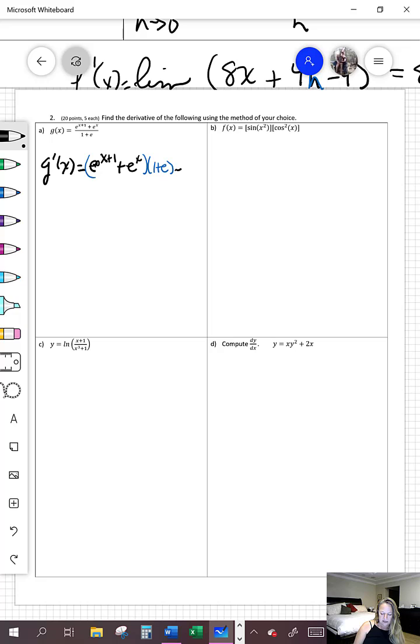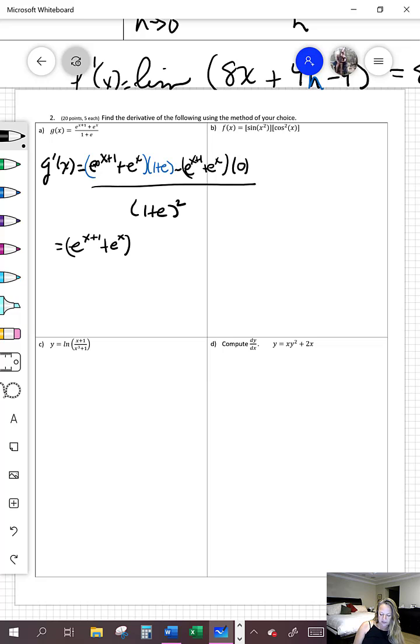minus the numerator, e to the x plus 1 plus e to the x, all times the derivative of the denominator. Well, when we take the derivative of the denominator, the derivative of 1 is 0, and the derivative of e is 0. And so 0 plus 0 is 0, all over this denominator, which is 1 plus e, quantity squared. Well, anything times 0 is 0.